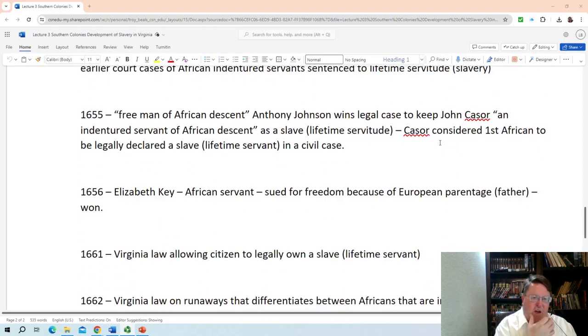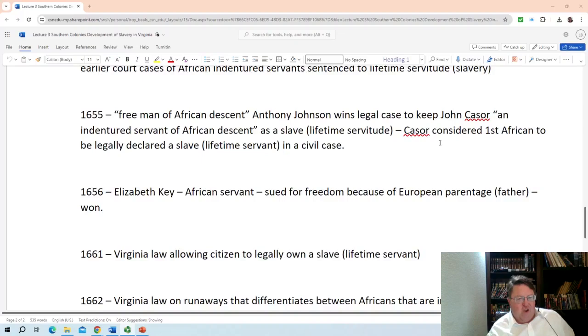Next we have 1655. Anthony Johnson again crops up in the legal records. This is an interesting case. Anthony Johnson is sued. A disgruntled neighbor of Anthony Johnson, who didn't like him, took him to court and sued him on behalf of a guy named John Casser. John Casser is listed in the records as an indentured servant of African descent. Anthony Johnson in the legal documents is listed as a free man of African descent.